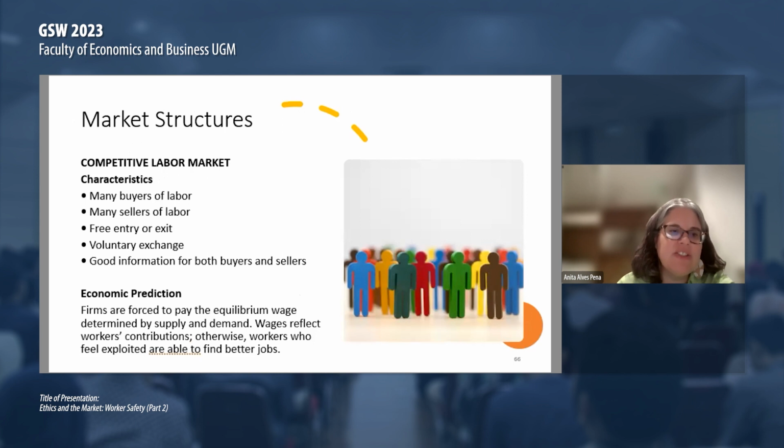So for our market structures, in a competitive labor market, the characteristics are that we have many buyers of labor and many sellers of labor. We have free entry and exit. We have voluntary exchange. Everybody who wants to come get the product can, and anyone who doesn't want it can decide not to go get it, and the same thing for our sellers. And there's good information on both the buyer side and the seller side. An economic prediction within a competitive labor market is that firms would be faced with paying an equilibrium wage that's determined by supply and demand.